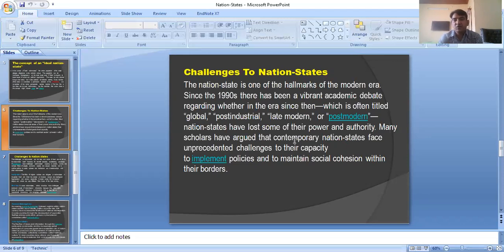Many scholars have argued that contemporary nation states face unprecedented challenges to their capacity to implement policies and maintain social cohesion within their borders. So experts feel that in today's world, nation states face unprecedented challenges. They have had lots of difficulties implementing their policies and maintaining social cohesion among their people. Let's see what those challenges are.